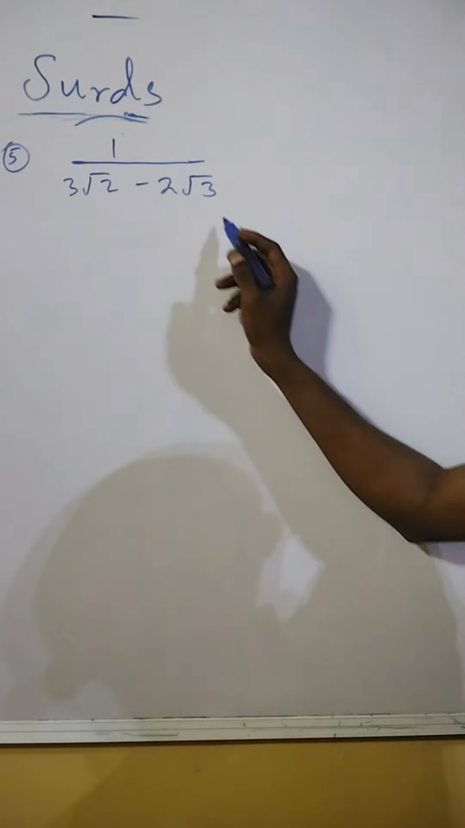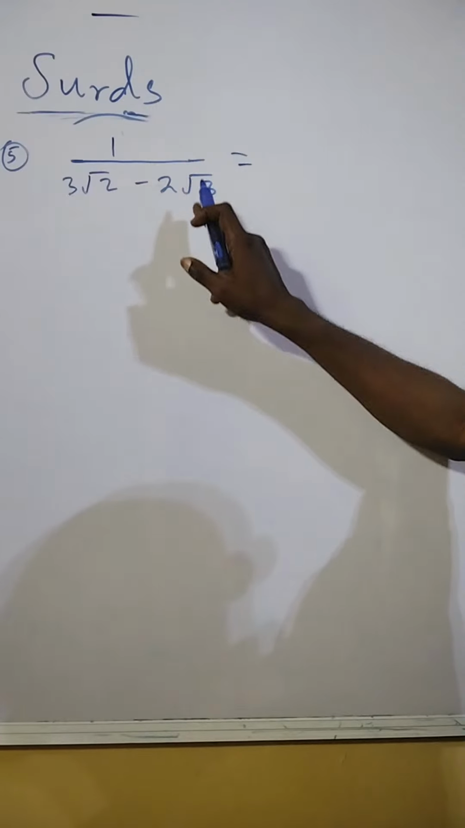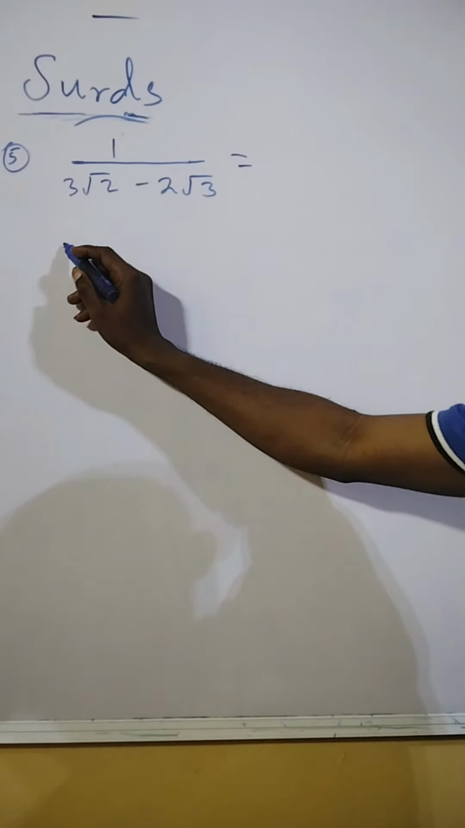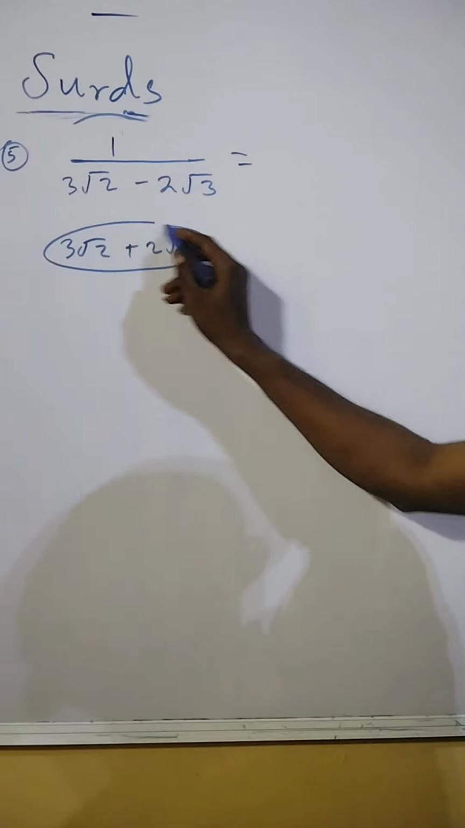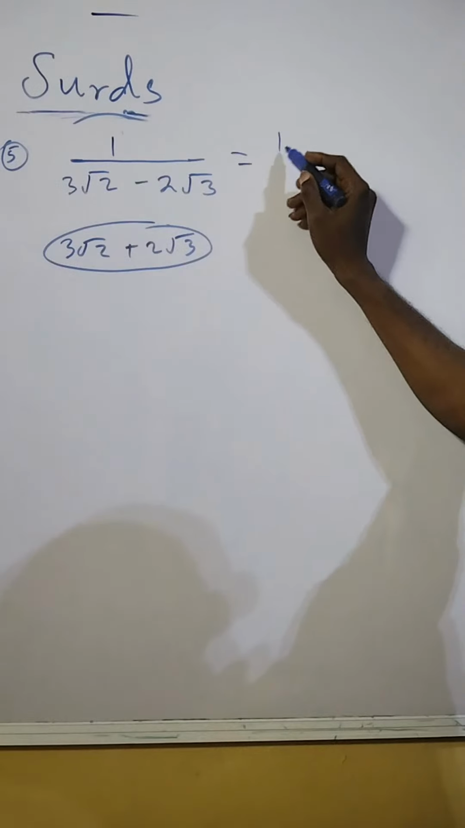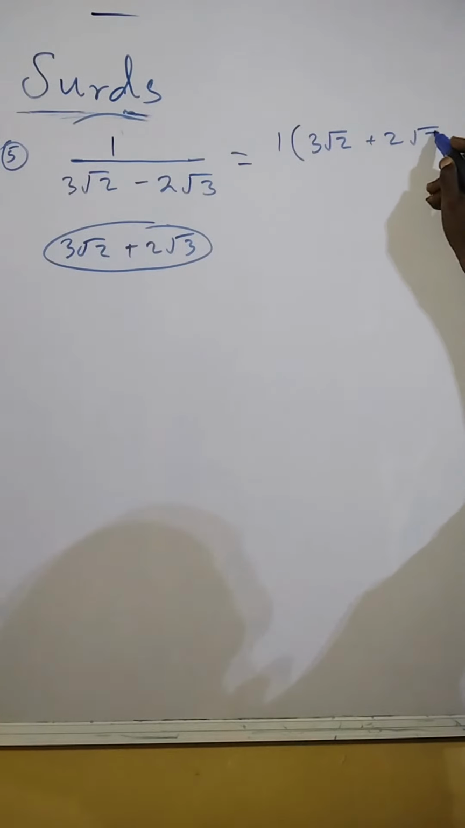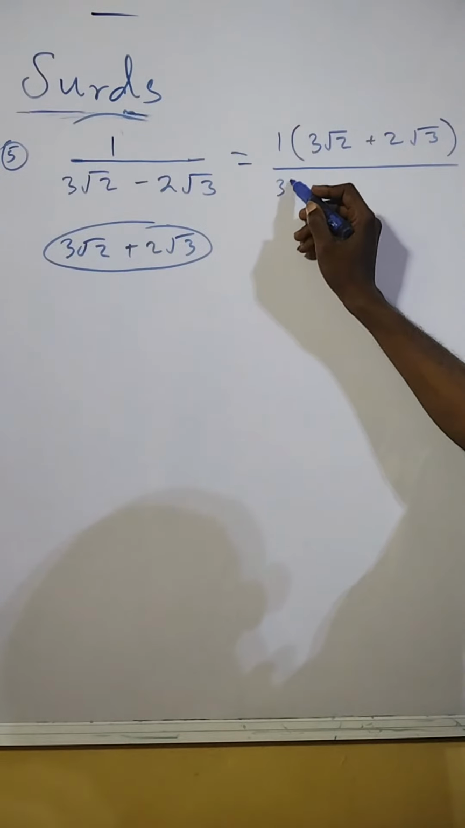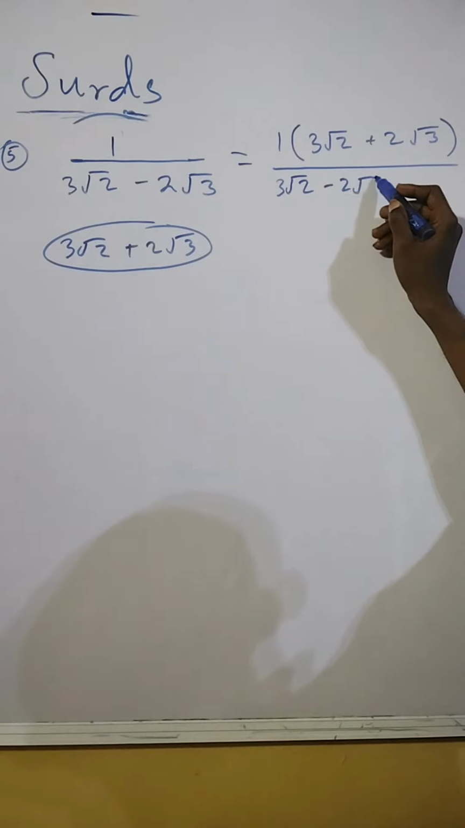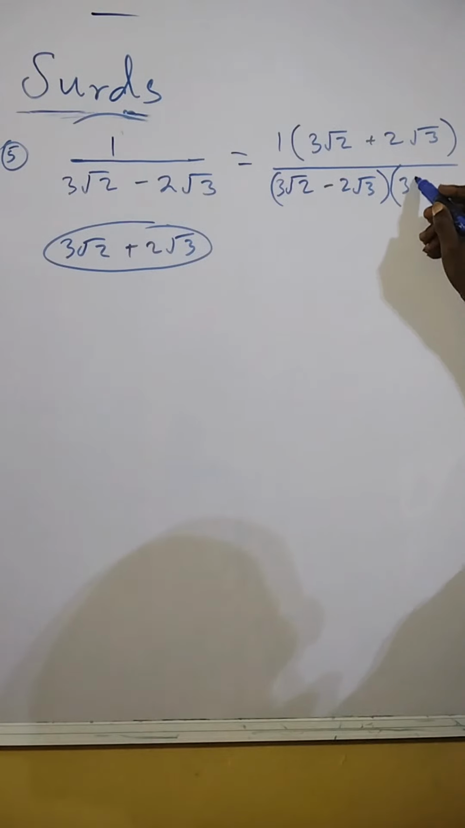Now the conjugate surd of this denominator, that's the first thing we recognize. Then we use it to multiply the numerator and denominator. So the conjugate surd here is 3 root 2 plus 2 root 3. So this is the conjugate surd. So use this to multiply these two. So here this becomes 1 times 3 root 2 plus 2 root 3. Then divided by, also multiply this with the same thing. So we have 3 root 2 minus 2 root 3, then times also 3 root 2 plus 2 root 3.